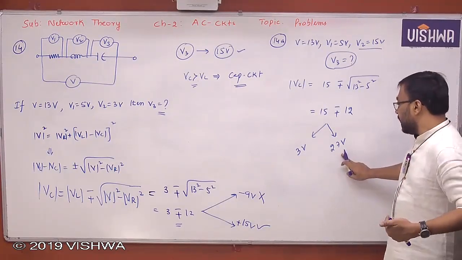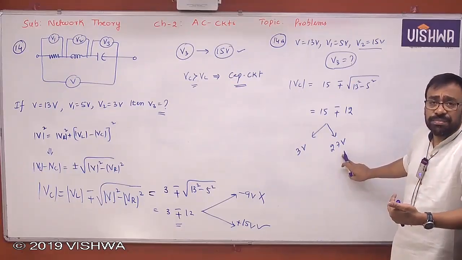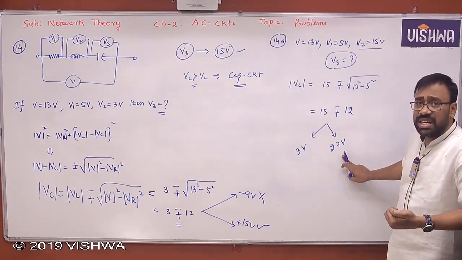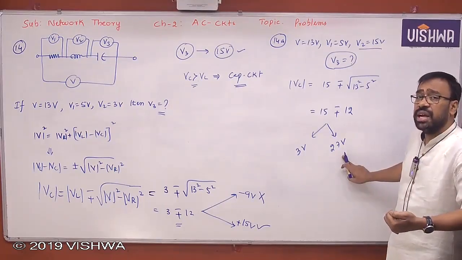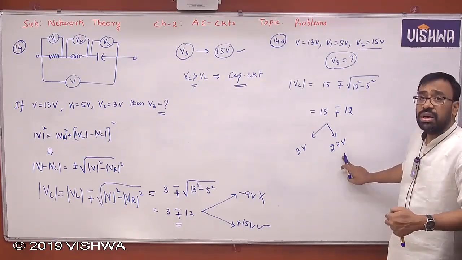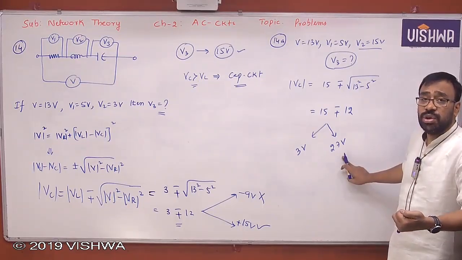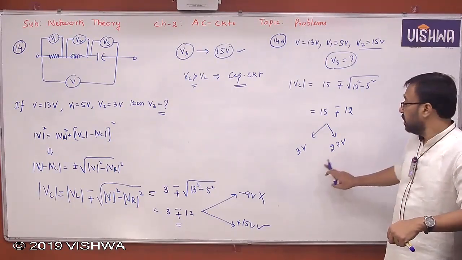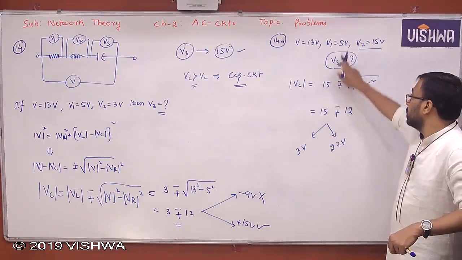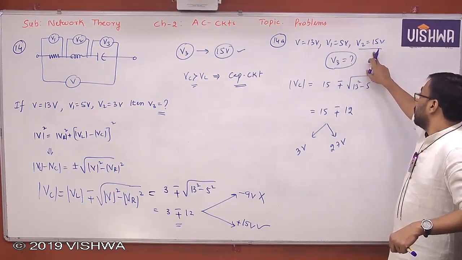Now how do you decide? It all depends upon the inductor and capacitor. If you want to call it an inductive circuit, definitely inductive reactance must be greater than capacitive reactance, or inductive voltage must be greater than capacitive voltage. So if you take VC as 3 volts, it behaves like what? Inductive, because VL is nothing but 15 volts.